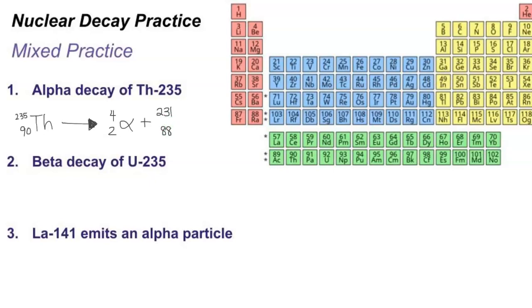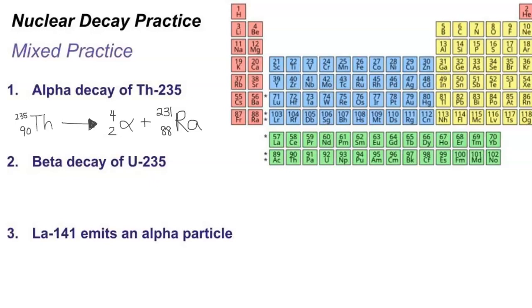So then we will need to go back to our periodic table and look for element 88, which is right here, and Ra, right on. So Ra. And so that is the alpha decay of Th-235. Th-235 decays into an alpha particle and radium.